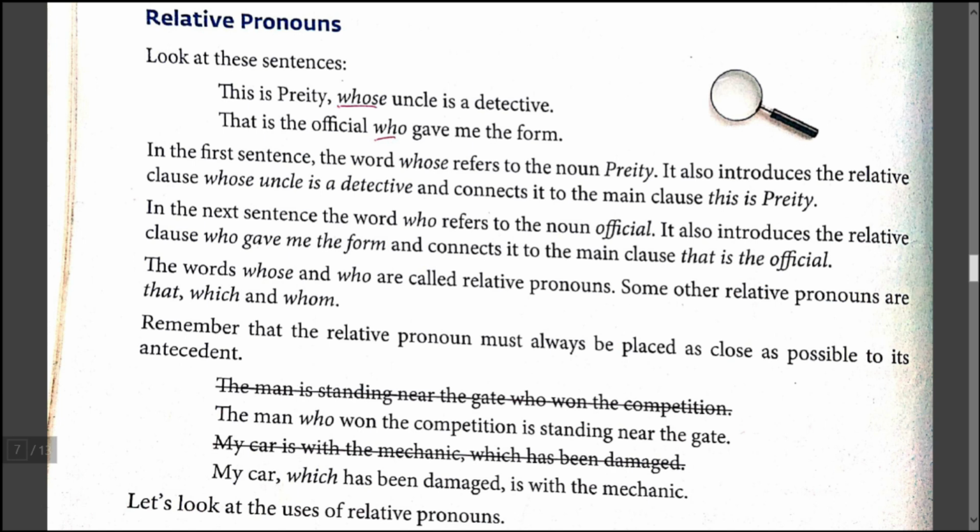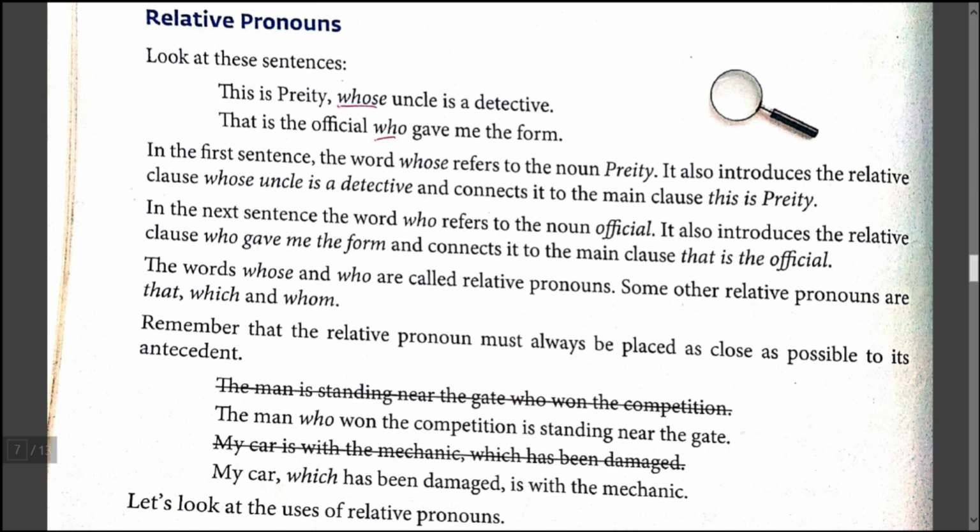That, whose denotes to whom? Preeti. Whose uncle is it? Preeti. So Preeti will be the antecedent and whose will be the relative pronoun. Next one. That is the official who gave me the form. Now here, who denotes to whom? The official. So who will be the relative pronoun and the official will be your antecedent.